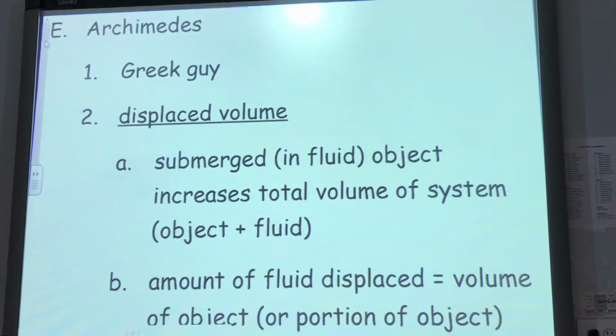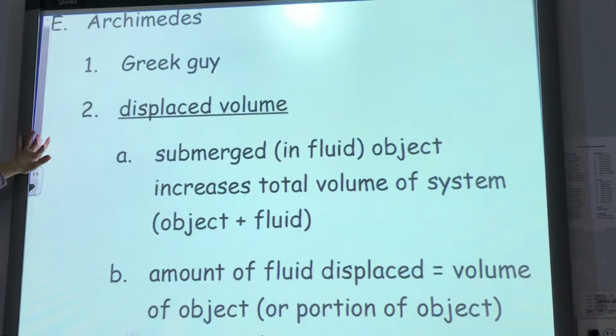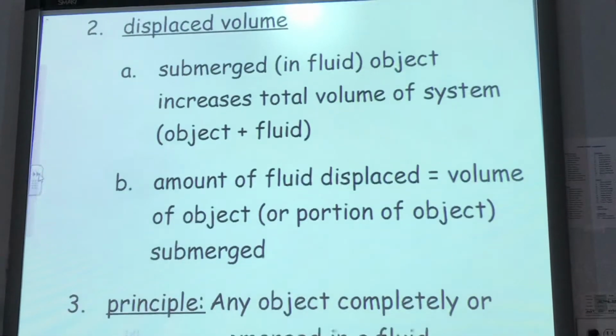Okay, so another way of finding buoyant force was given to us by this guy named Archimedes. He was one of those Greek guys, those Greek philosophers like Socrates and Plato. He was very interested in this idea of buoyancy and why things float, and he did several experiments. And he came up with some terms that we need to know.